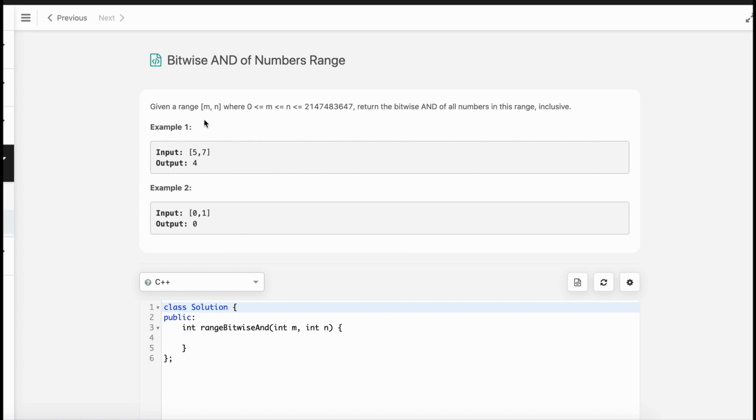Given a range [m, n] where m is at least 0 and n is greater than m, and at most it can be this value, which is basically the maximum value that an integer can hold. Return the bitwise AND of all numbers in this range, inclusive.